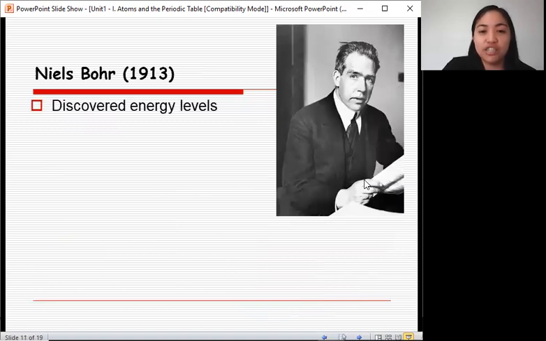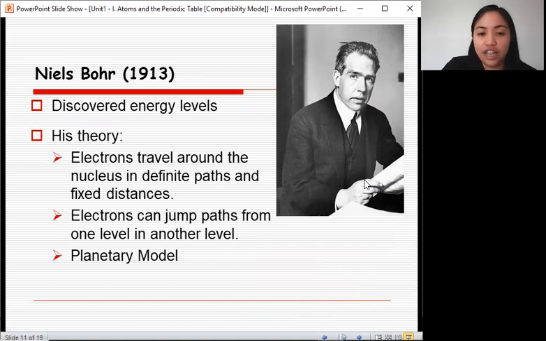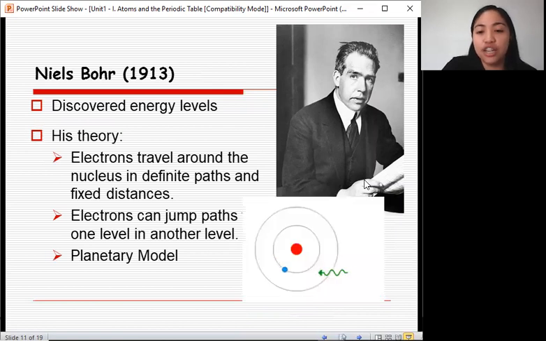So next is si Niels Bohr. So siya nag-discover sa energy levels. Dayon, his theory is that electrons travel around the nucleus in definite paths and fixed distances. So electrons can jump paths from one level to another level. So iyahang model is like a planetary model. So mura siya og Earth nga ga-revolve around the sun. Okay, so kay iyaha man na-discover ang energy levels. Diha daw ga-revolve or diha daw makita ang electrons.